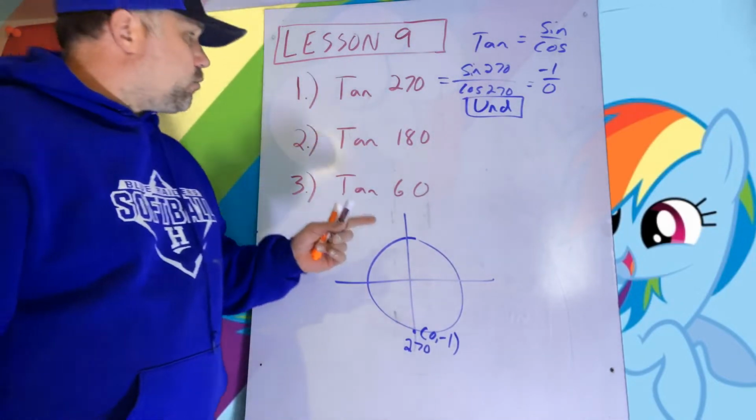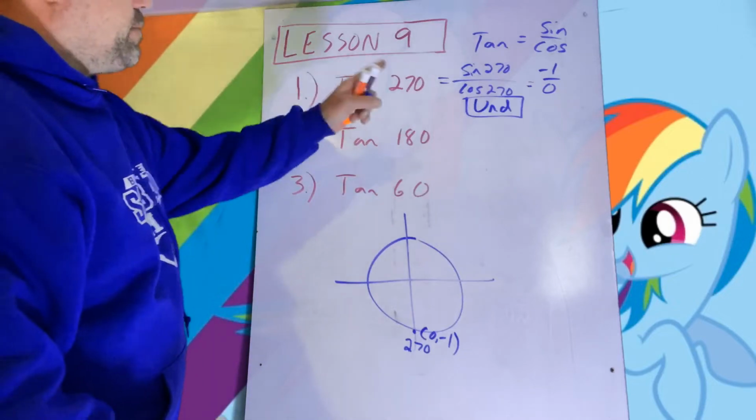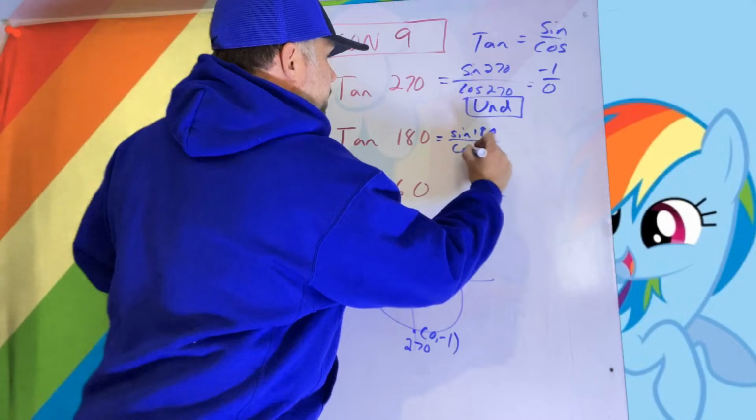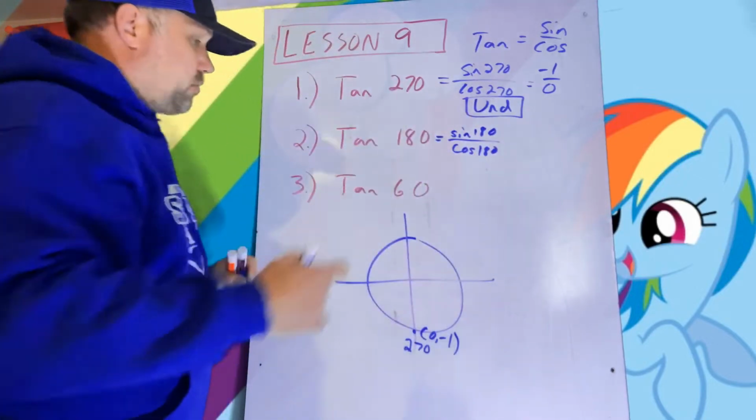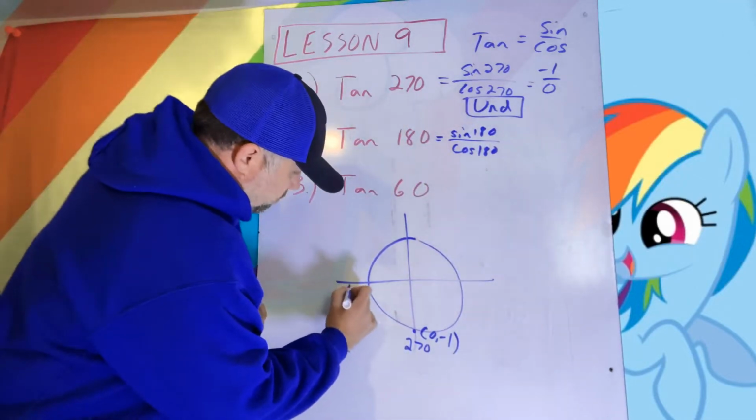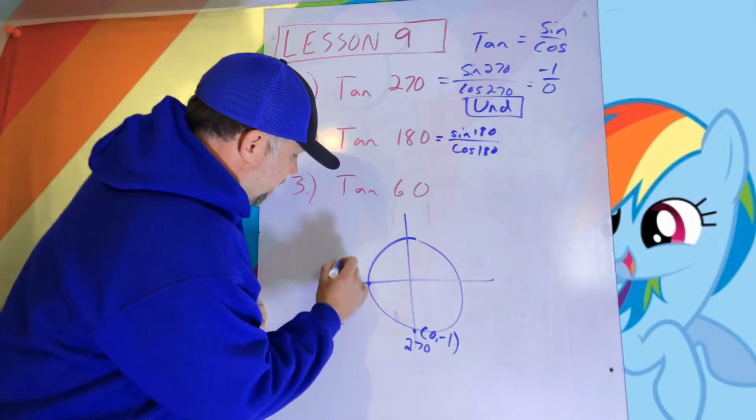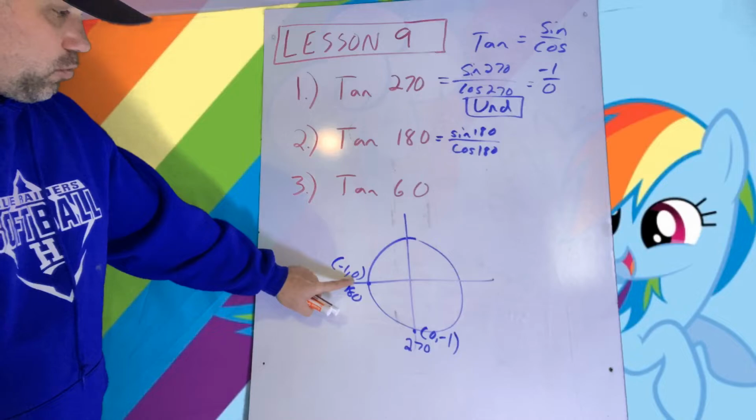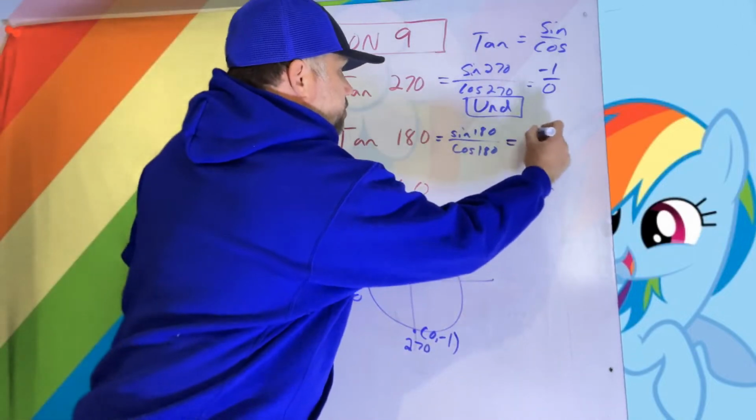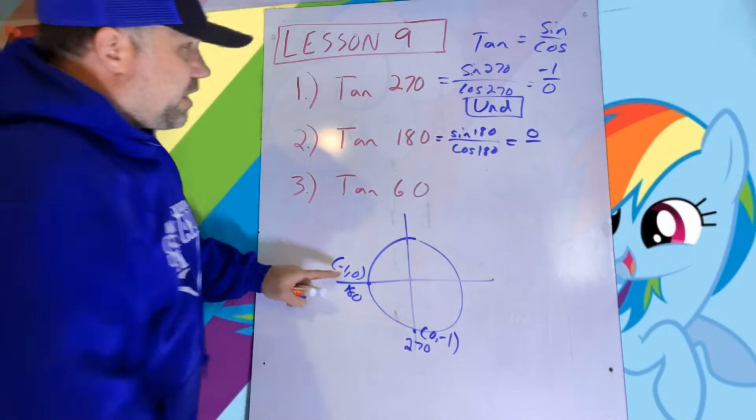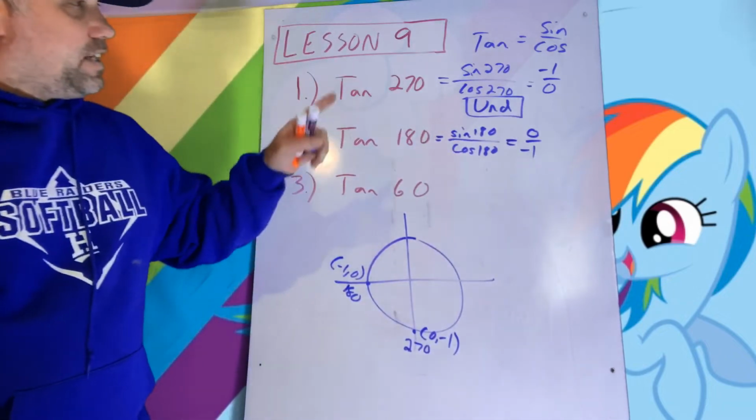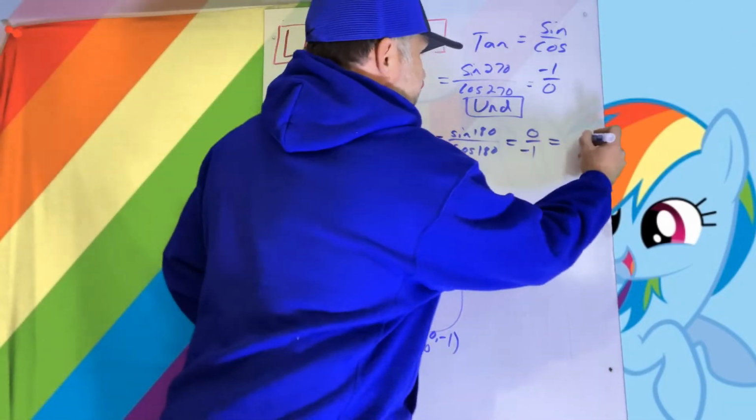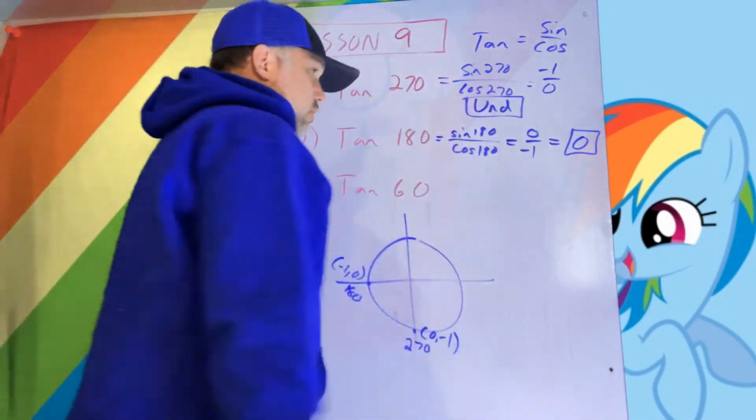All right, the second one, the tangent of 180, same concept. Going to use the sine of 180 over the cosine of 180. Sine over cosine. Here's 180. 180 has coordinates of -1, 0. So the sine is going to be your y coordinate, which is 0. The cosine is going to be your x coordinate, which is -1. And 0 divided by -1 is just 0. So the tangent of 180 is 0.